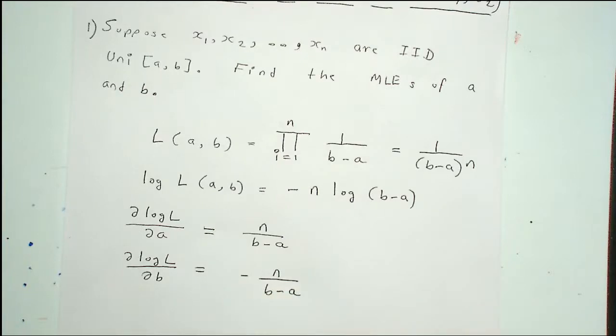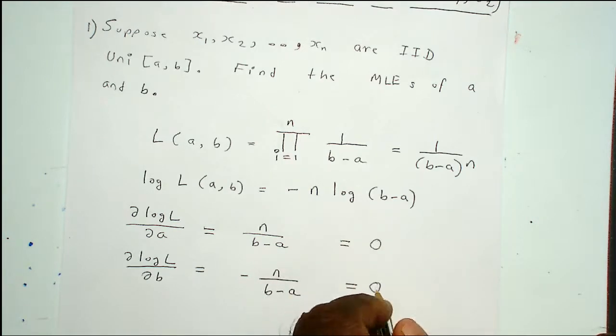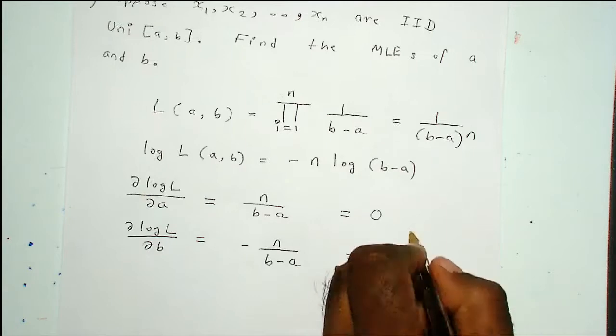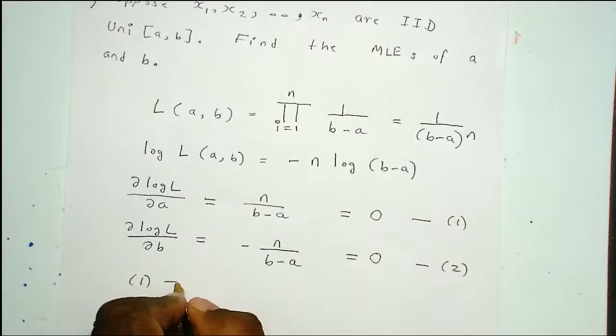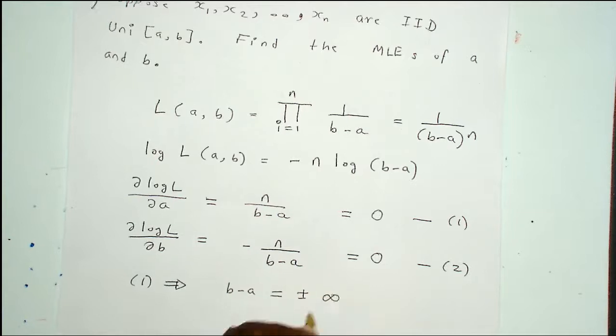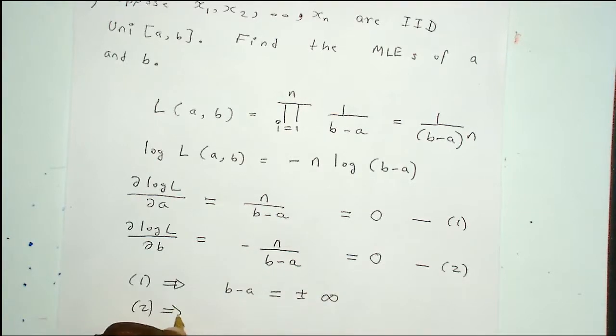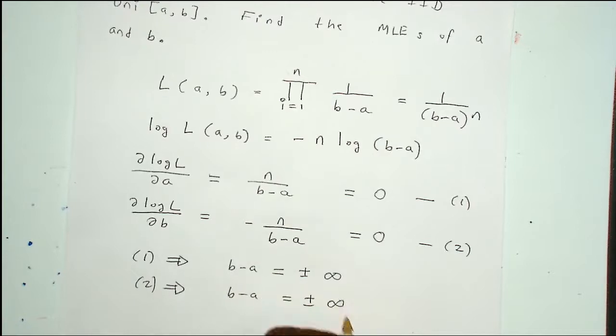Are you guys with me? Yeah? So this is the partial derivative with respect to a. This is the partial derivative with respect to b. Set this to 0. Set this to 0. Call this 1. Call this 2. 1 implies that b minus a is either plus or minus infinity. 2 implies b minus a is either plus or minus infinity.